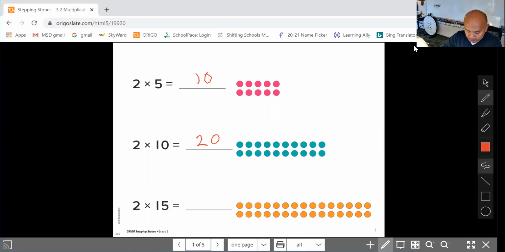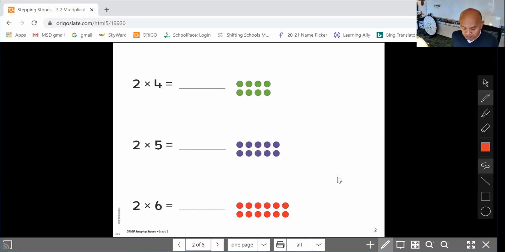And to go from 2 times 5 to 2 times 10, I kind of see a pattern. It goes 10, 20. Anyone know what comes next? If you said 30, you are correct. All right, good job. Let's go on to the next slide here.